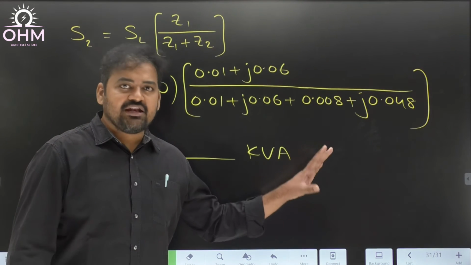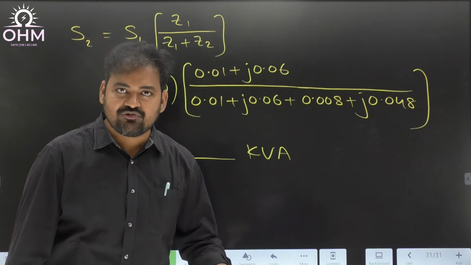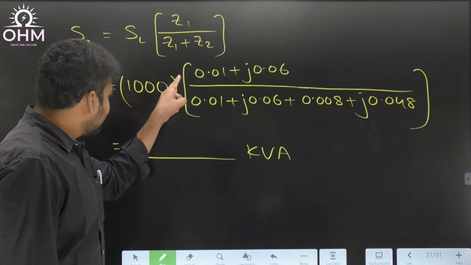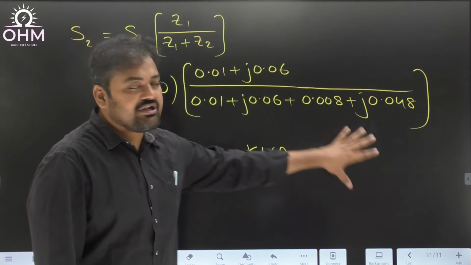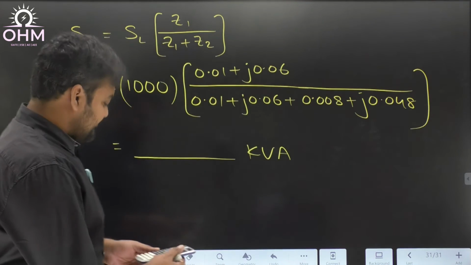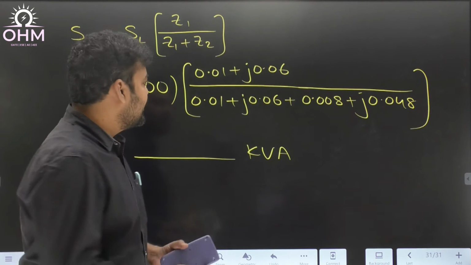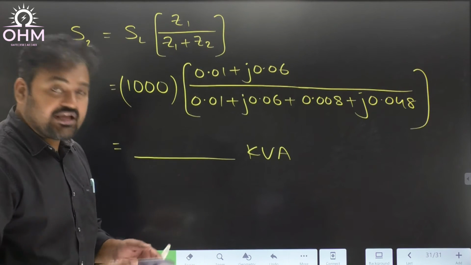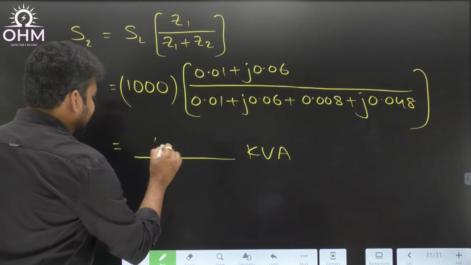No need to consider the angle at all. Why? Because we are asked to find out only the kVA rating. If we were asked for the power factor of the second transformer, then I would have to take the kVA at an angle, the power factor angle, and then you would get the power factor as well. Normally a GATE calculator does not have complex mode, so you have to separately calculate the real part and imaginary part, then take the ratio. But I have a manual calculator with me, so I'm directly calculating.